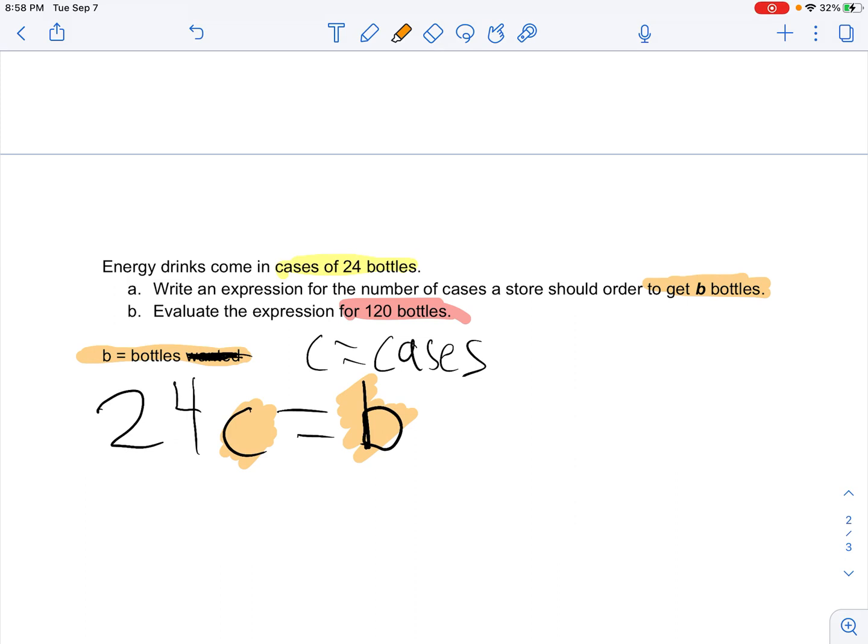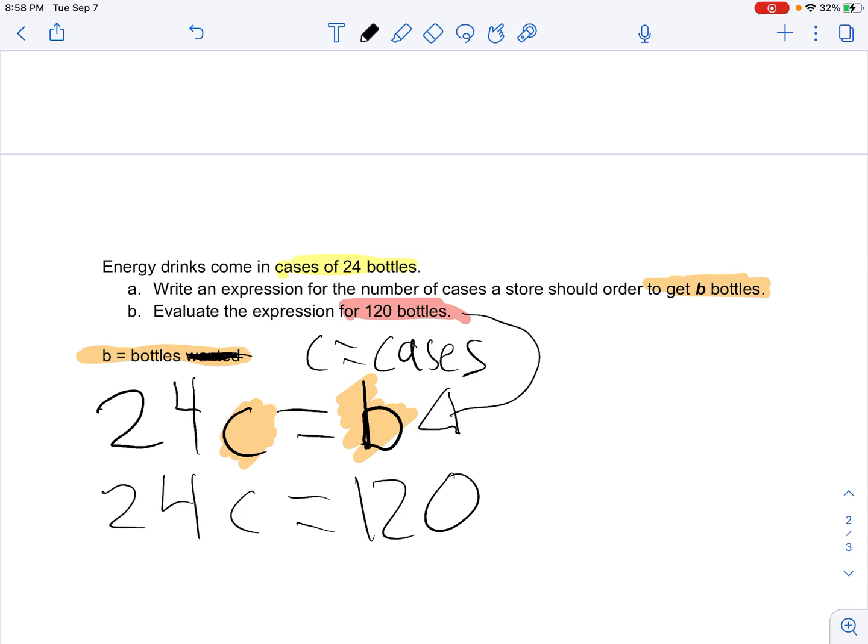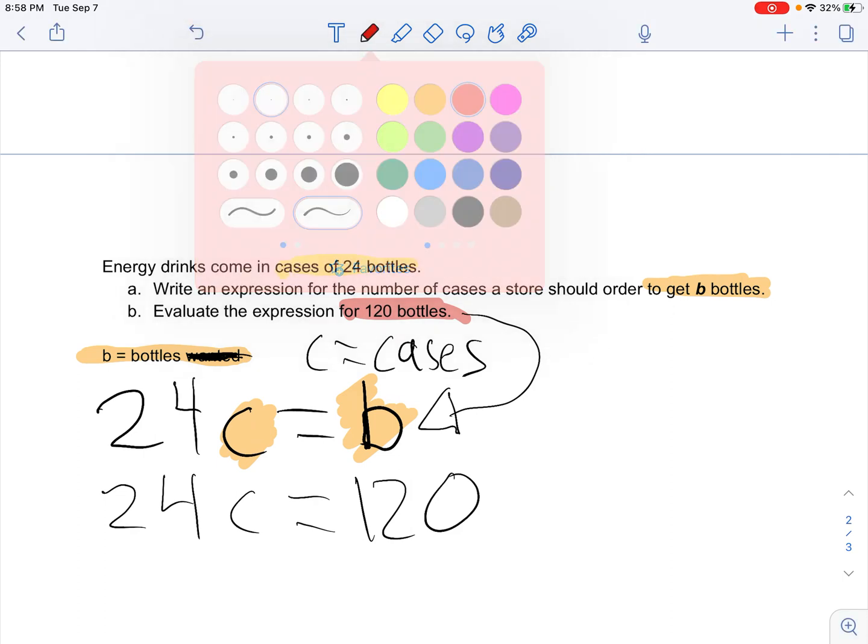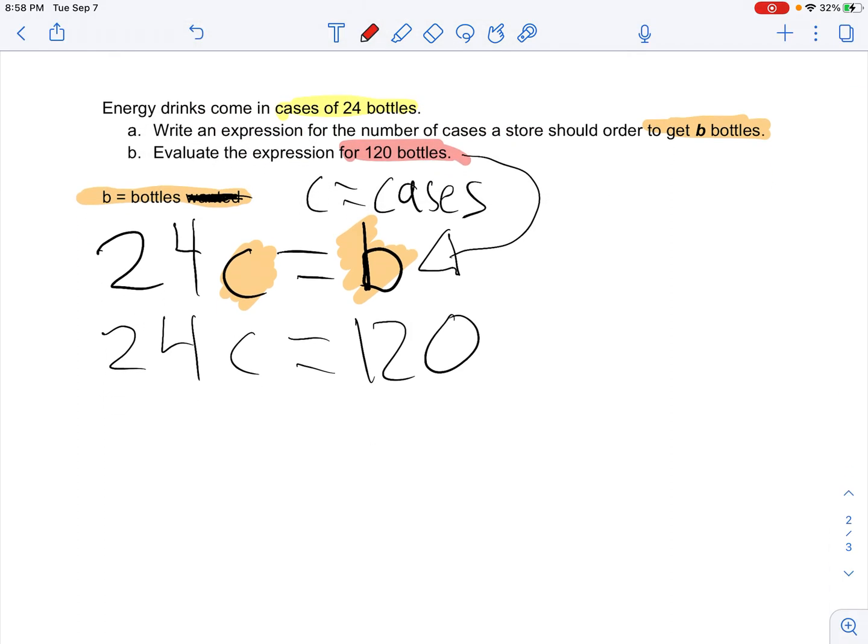Okay, so let's think. Is there anything else in this expression that we can use to maybe plug something in, or something that we can do to solve it? And there is. So we see that, hey, we have 120, we're looking for 120 bottles. So I'm going to plug this in, 120, and again, I have 24C. This is kind of like a precursor to our next couple lessons. But again, it's always good to show you how we solve for this unknown. How many cases should we get?